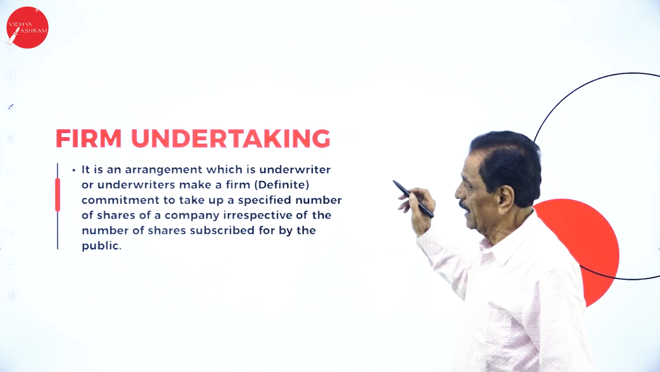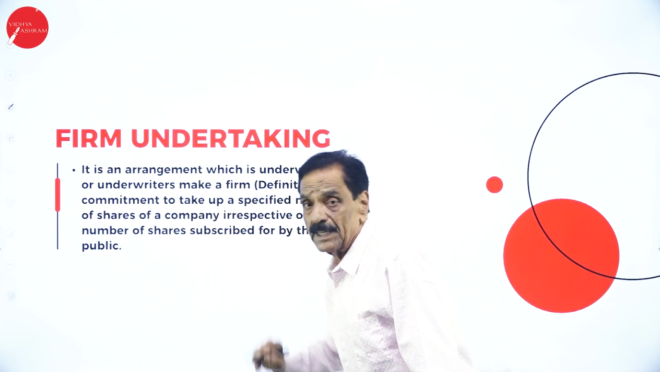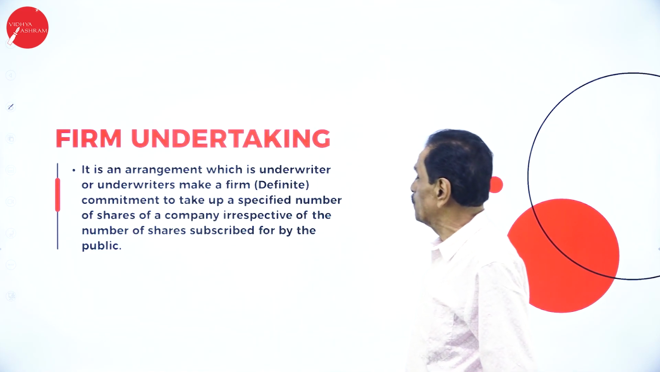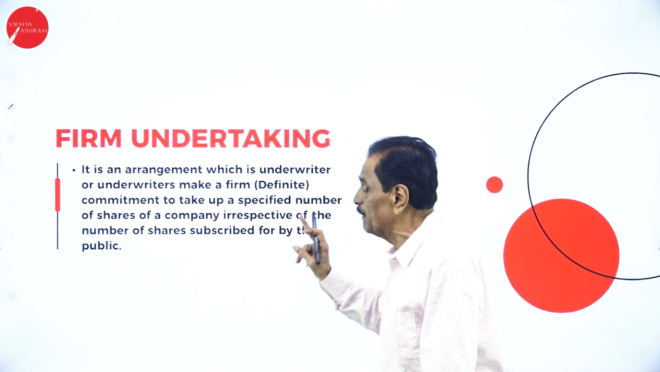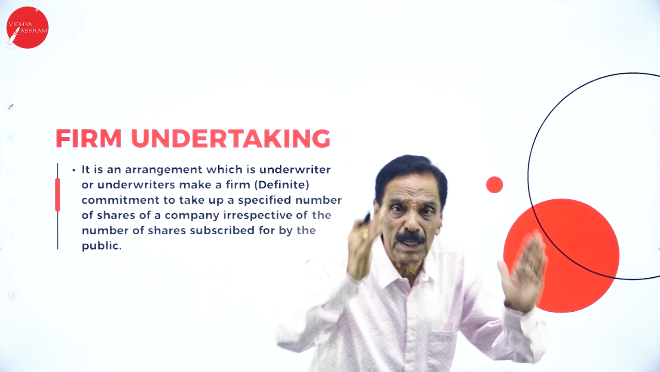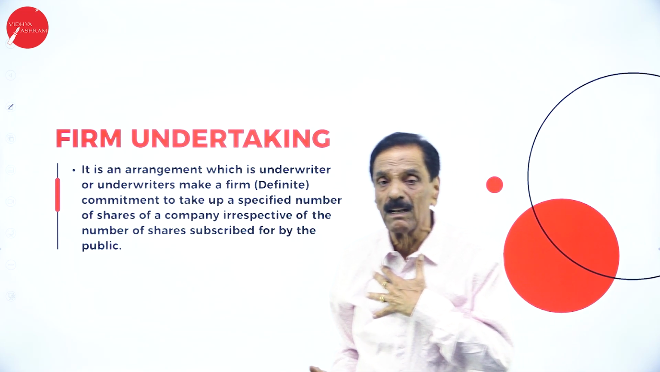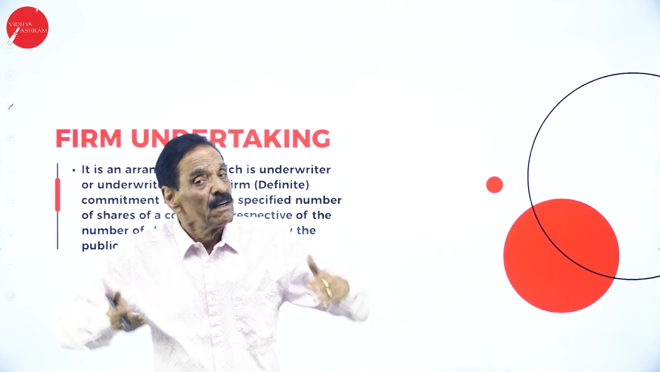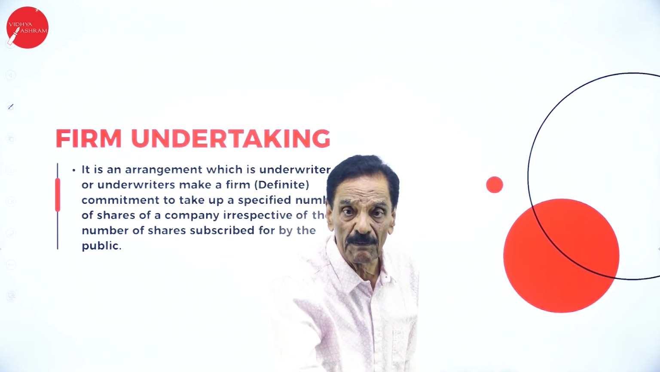Then firm underwriting. It is an arrangement in which the underwriter or underwriters make a firm, definite commitment to take up a specified number of shares of a company, irrespective of the number of shares subscribed by the public. So firm underwriting means we will definitely take so many shares. X says, I will take 1,000 shares for myself. He will definitely confirm irrespective of public subscription. Whether they subscribe or not, I will take how many shares? 1,000, that is definite, X says.